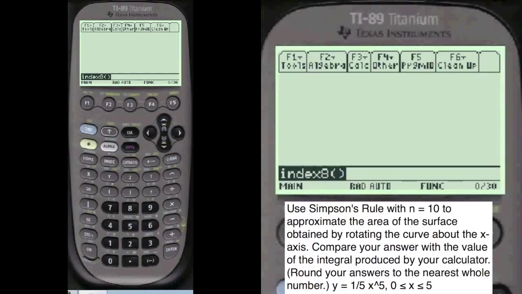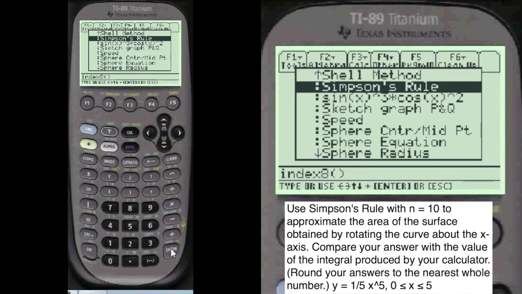A problem regarding Simpson's rule with n equals 10 intervals. Let's do it. Index 8 to get to my menu. I'm already scrolled to Simpson's rule.